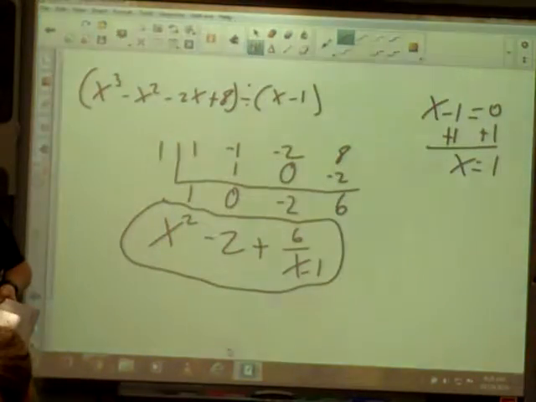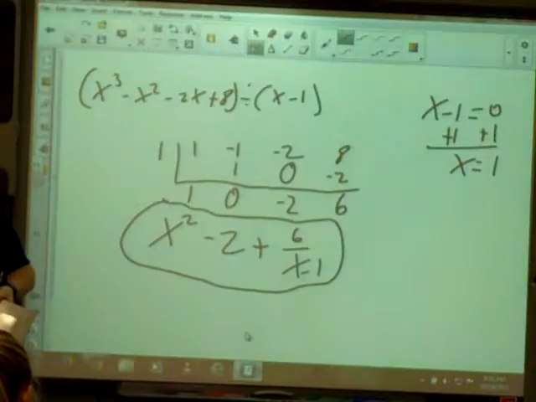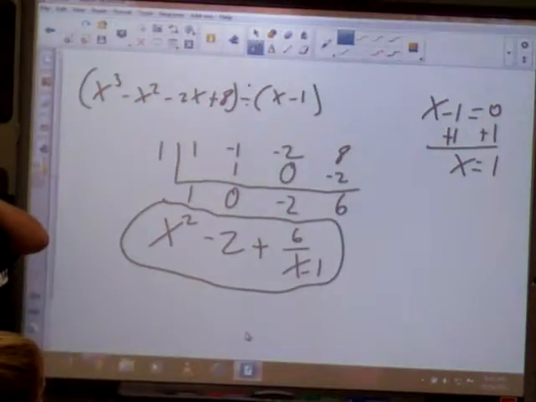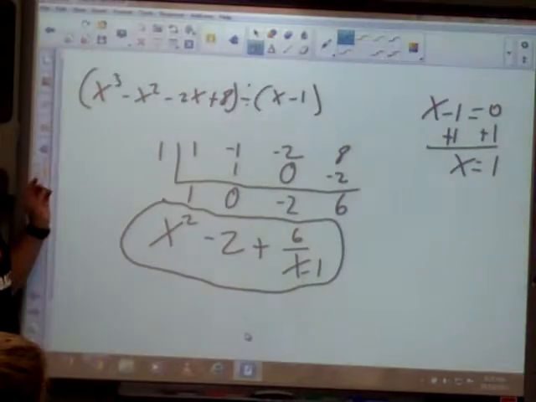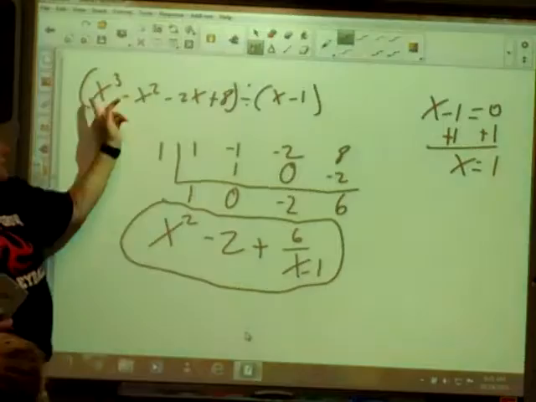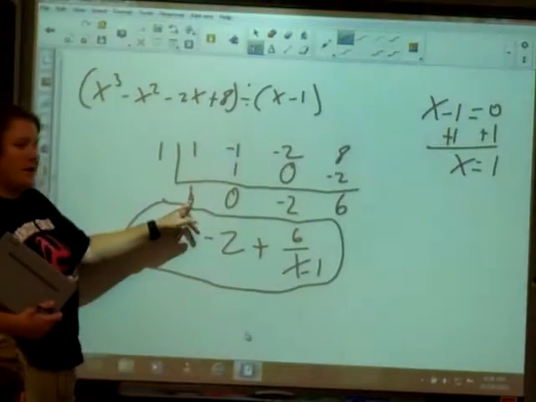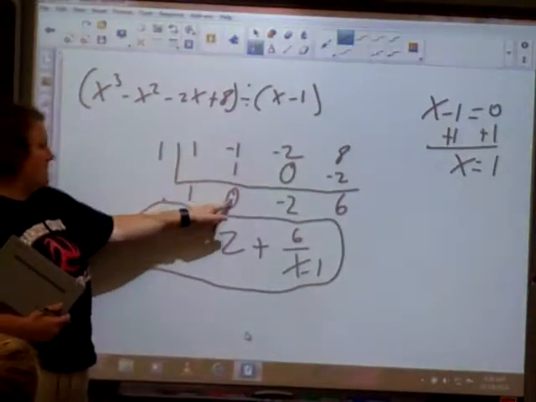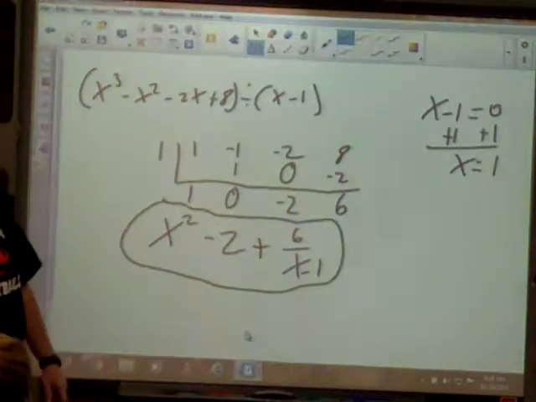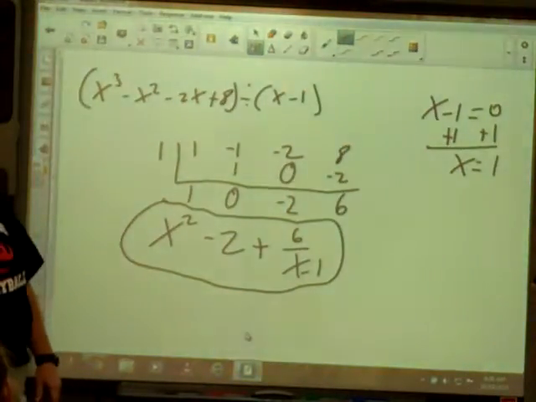Look at your long division problem. Isn't that what we got? Yeah. Same answer. Grace, one more time, how do we know that the 6 was the remainder? In synthetic division, the last spot will always be the remainder. But it's x cubed divided by x is x squared, and then it just goes downhill. Squared, first, constant, remainder. And the remainder could be 0.